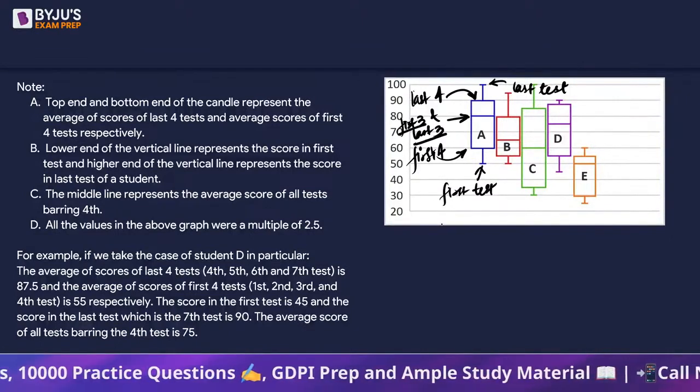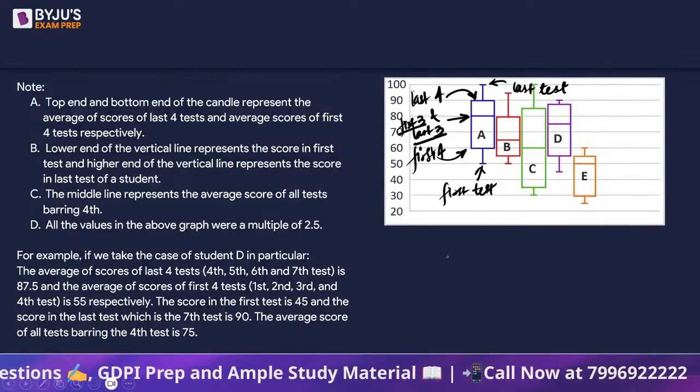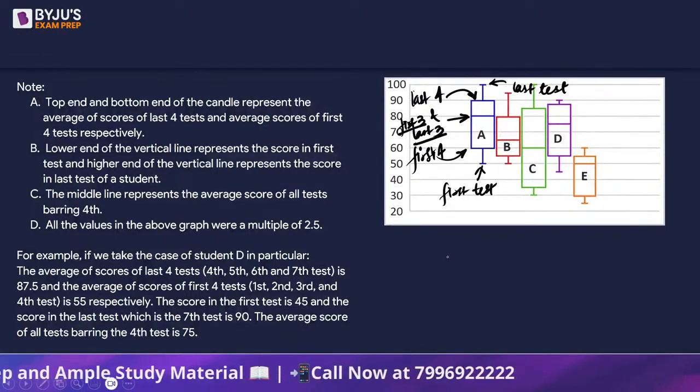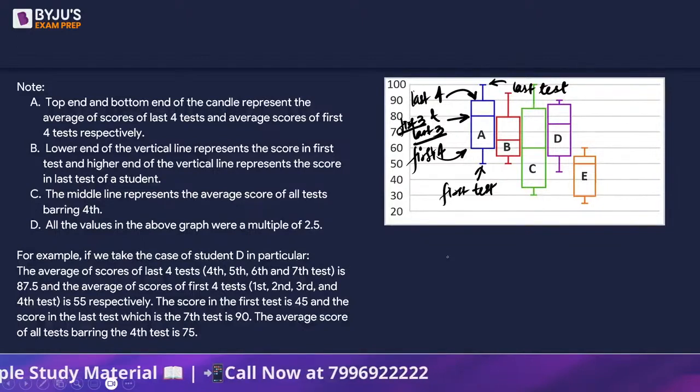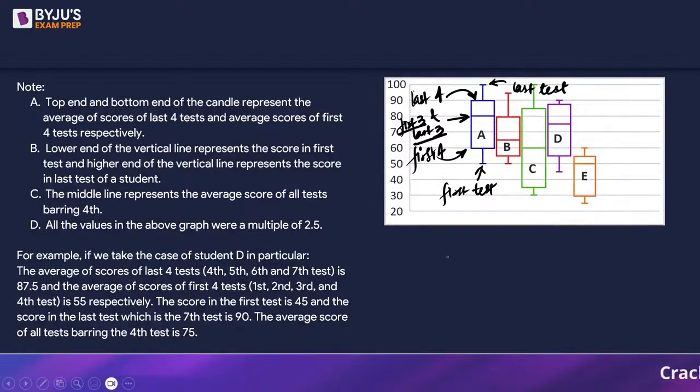All the values in the above graph were a multiple of 2.5. Okay, so we will take 20, 22.5, 25, 25, 27.5, 30. So that means 4 segments. For example, if you take the case of student D in particular, the average score of last 4 is 87.5, average of scores of first 4 is this, and average. Okay. If you are going to talk about A, okay, this guy A.